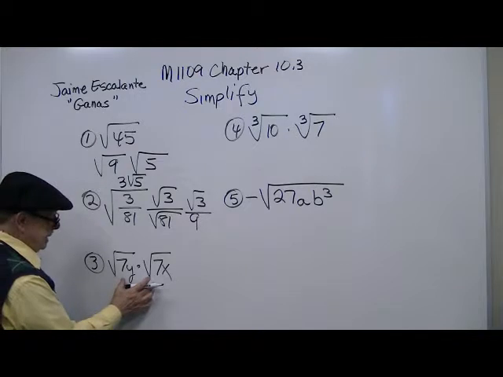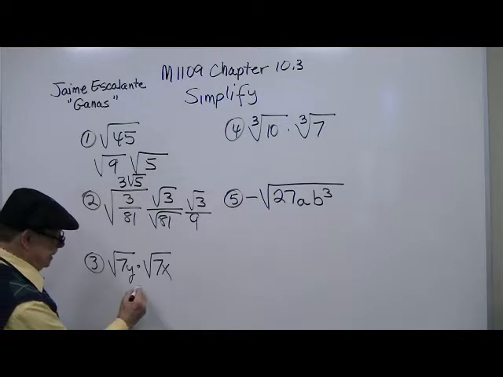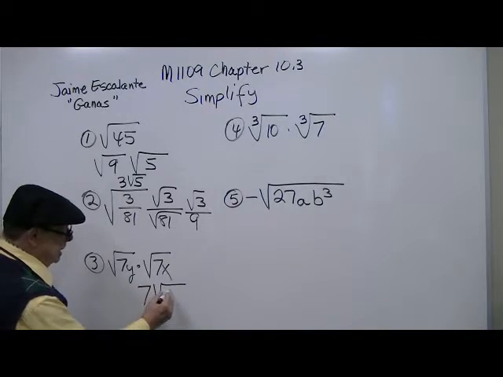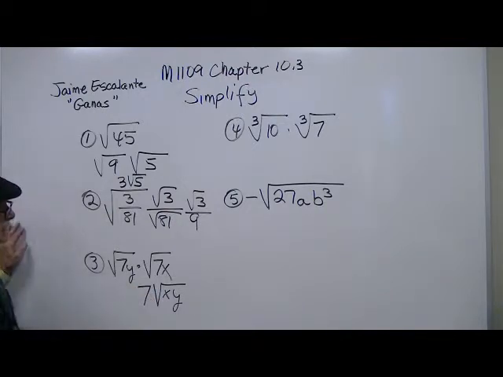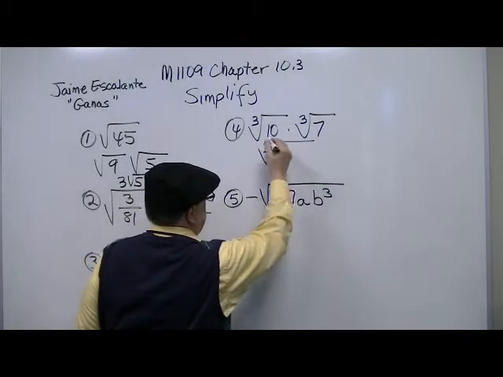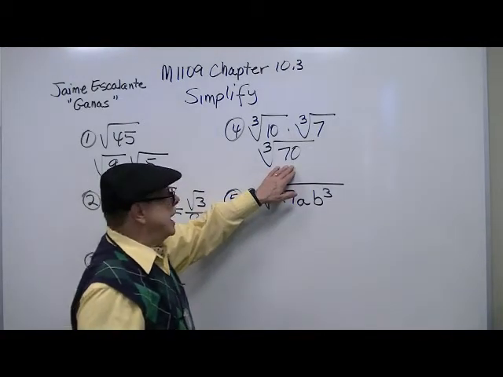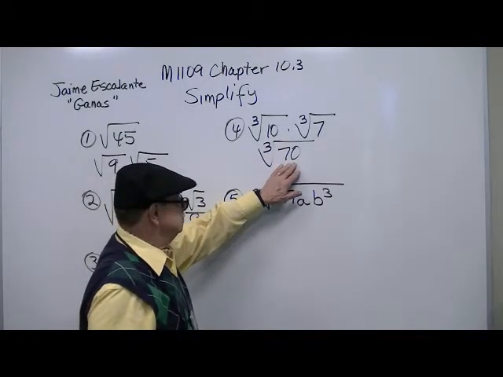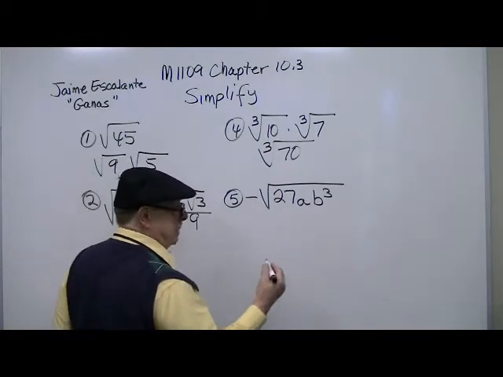Now in number 3, we see 7 times 7 is 49, and the square root of 49 is 7. So that comes out of the radical, and we have left under the radical sign xy. You could have put it yx. Usually we put it alphabetically. And then here it's going to be the third root of 70. Now, is there a perfect third root factor in 70? And the answer is no. So that's the answer.